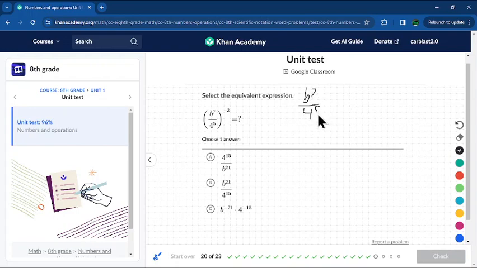4 to the 5th, not 4 over 5, is the same as b to the 7th times 1 over 4 to the 5th. Then you would multiply this together. So put it over 1, and that would be b to the 7th over 4 to the 5th.